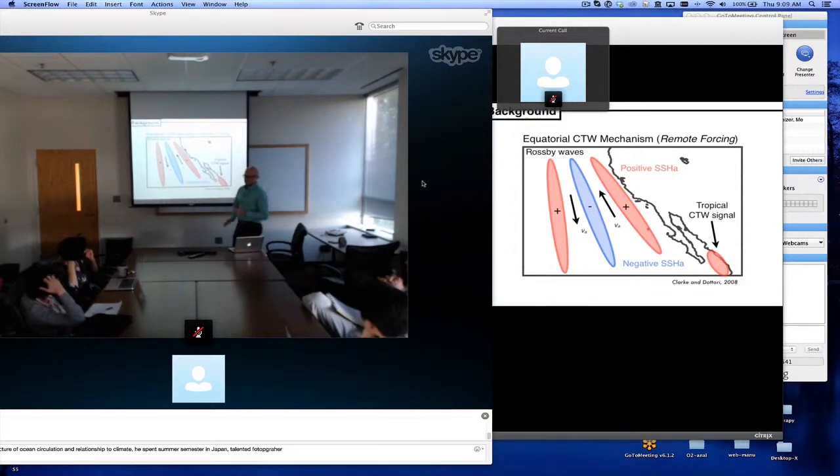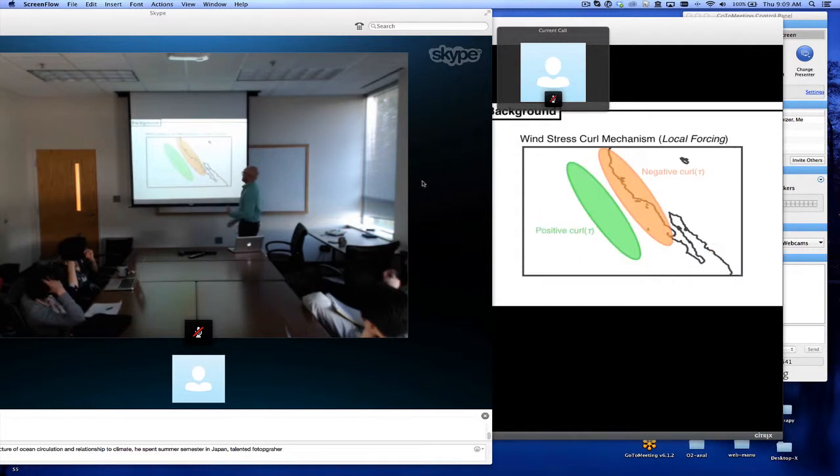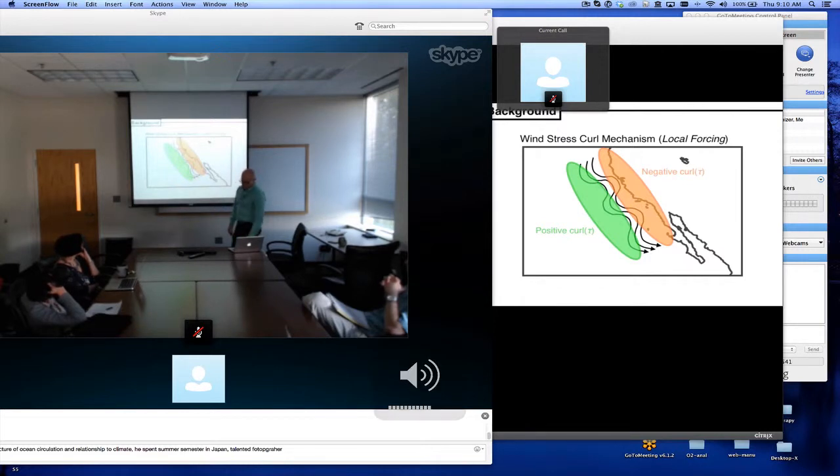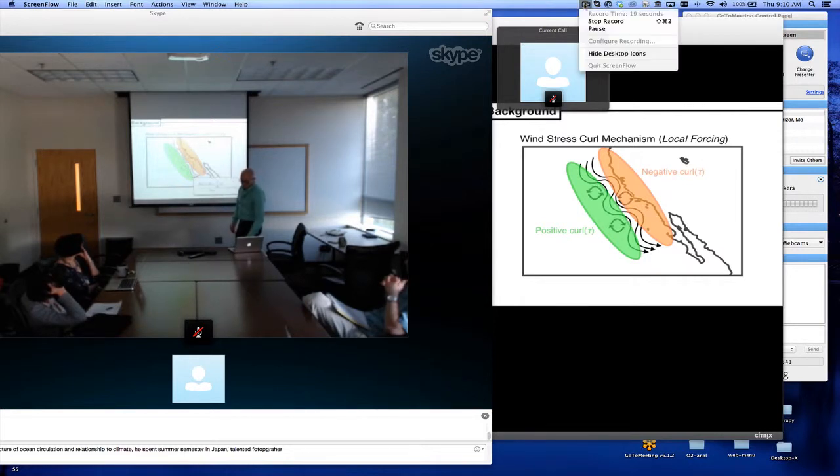alters the background state of the California current. The other argument is for local forcing, and that is that there's a stationary pattern of negative wind stress curl and positive wind stress curl that tend to energize the standing meanders of the California current through an Ekman pumping response. And so it's really those two that we're going to be looking at.